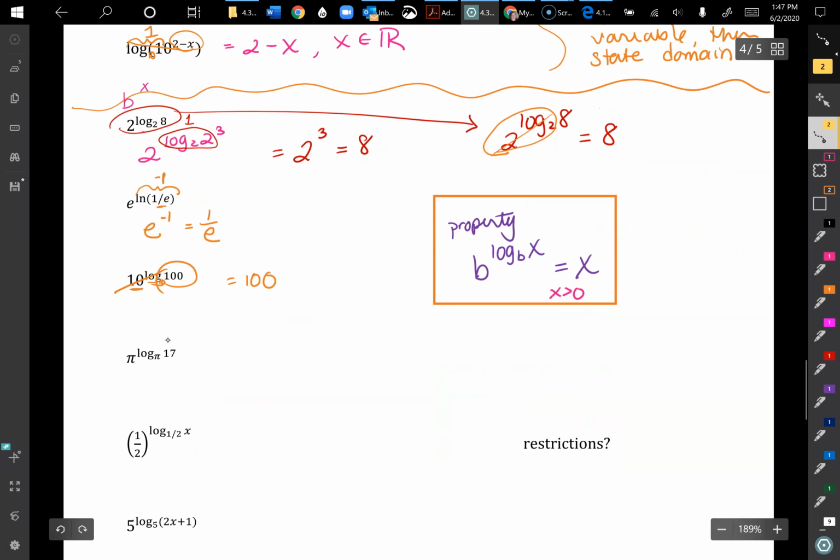Now these others you could try. Pause the video, try them as classwork. Some are a little trickier than others. So I'm definitely going to walk you through it. But if you want to pause and try them, then go ahead and do that now as classwork.